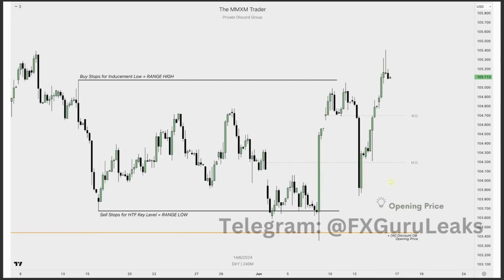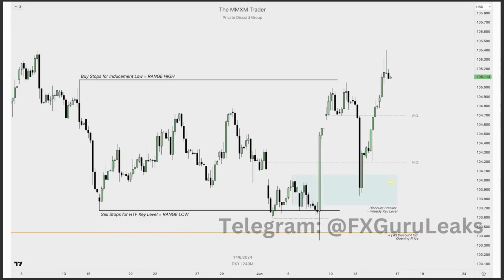But what do we need in that discount level, right? We need a key level. So this is a 4-hour chart, so now we have this 4-hour breaker over here, which is our key level to continue up higher. Just like we had that weekly order block, right? That is the key level, and now we have a 4-hour key level over here. So we're transposing the higher time frame down to the lower time frame.